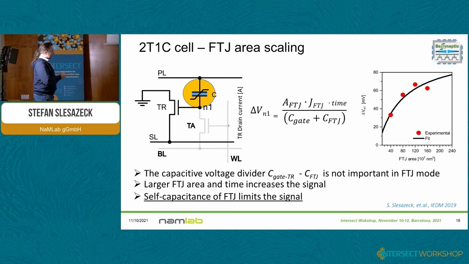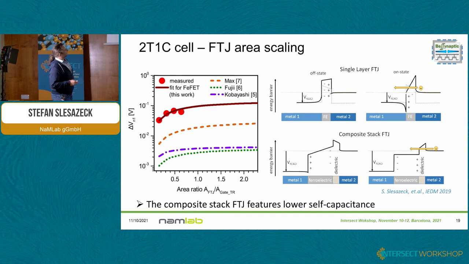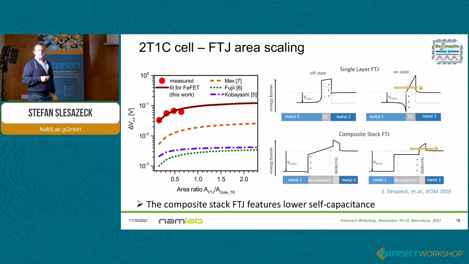And now coming back to these two different concepts, single layer versus double layer FTJ, so far I would say it's not really clear. Single layer FTJ definitely features a larger capacitance. It's just a very thin high-k layer sandwiched between both electrodes, but might feature larger on currents, whereas the double layer FTJ has better capacitance, at potentially a bit smaller currents.